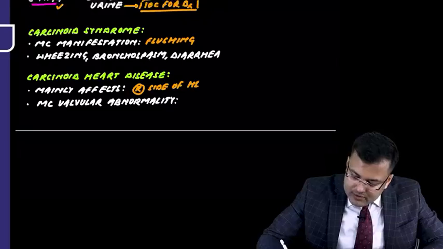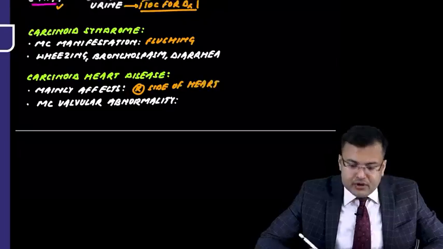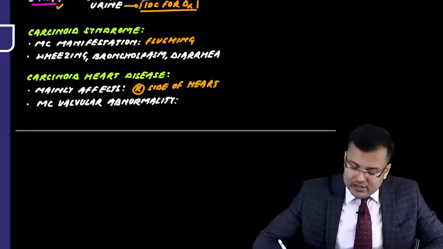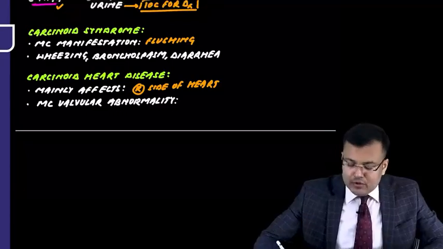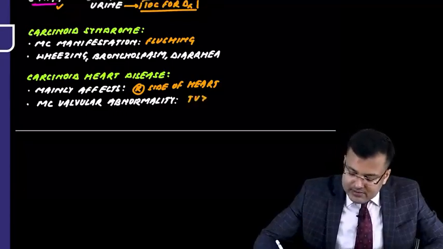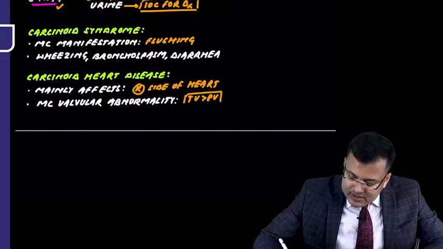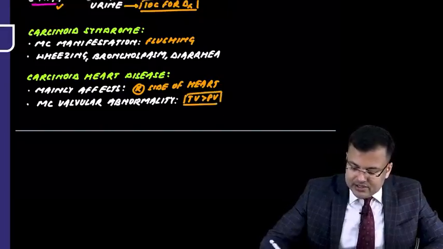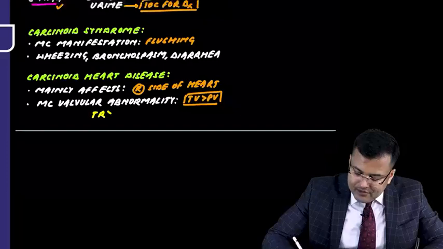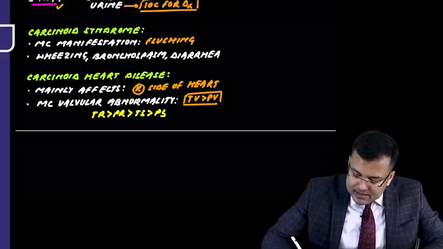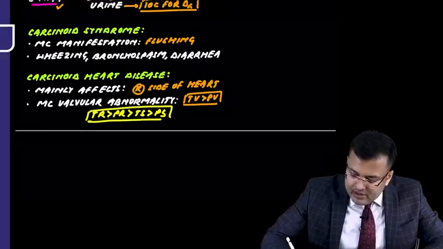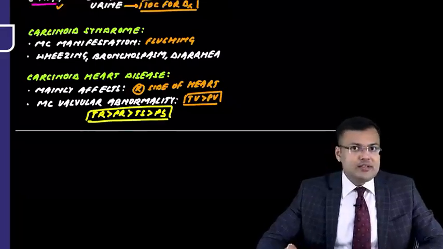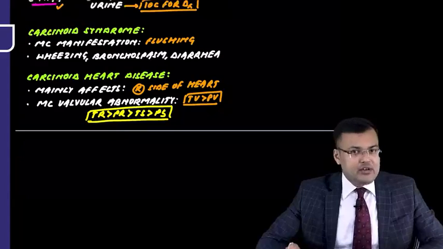And what is the most common valvular abnormality? This is very, very important. It is asked frequently. Tricuspid more than pulmonary, so there is involvement of the tricuspid more than the pulmonary valve. So what is the abnormality which is seen? These patients are having TR, followed by PR, followed by TS, followed by PS. So tricuspid regurgitation, followed by pulmonary regurgitation, followed by tricuspid stenosis, followed by pulmonary stenosis.